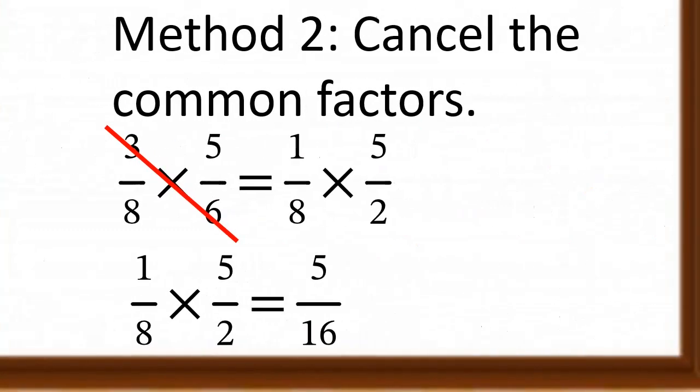Second method, we have cancellation. So we're going to cancel 3 and 6. So 3 divided by 6 is 1, then 6 is 2. So we have 1 over 8 times 5 over 2. Then 1 times 5 is equal to 5. Then 8 times 2 is equal to 16. So we have two methods in multiplying, but we have the same answer.